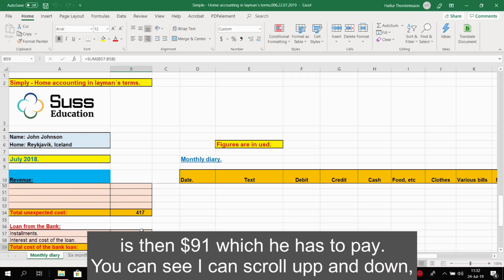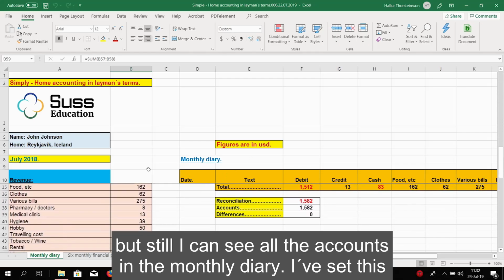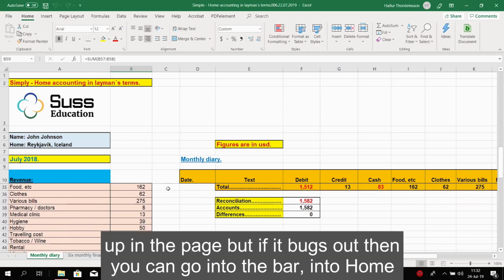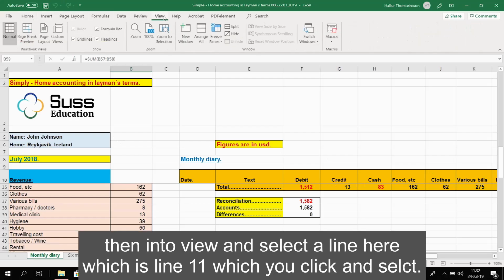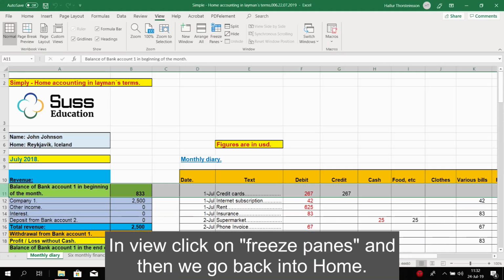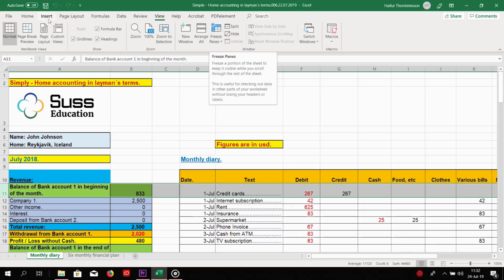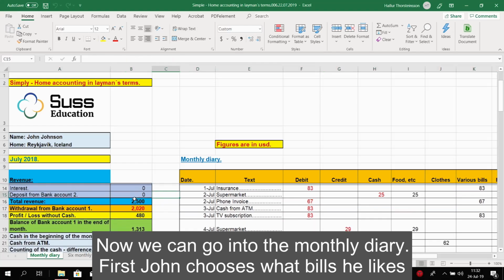You can see I can scroll up and down, but still I can see all the accounts in the monthly diary. I've set this up on the page, but if it bugs out, then you can go into the bar, into home, then into view, and select a line here, which is line 11, which you click and select. In view, click on freeze panes, and then we go back into home. Now we go into the monthly diary.